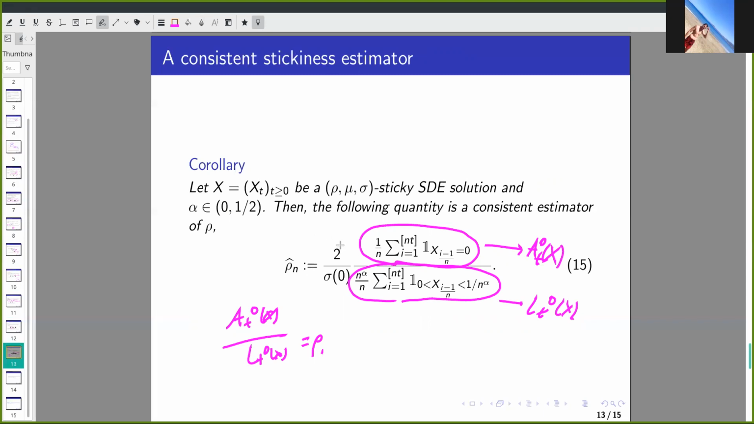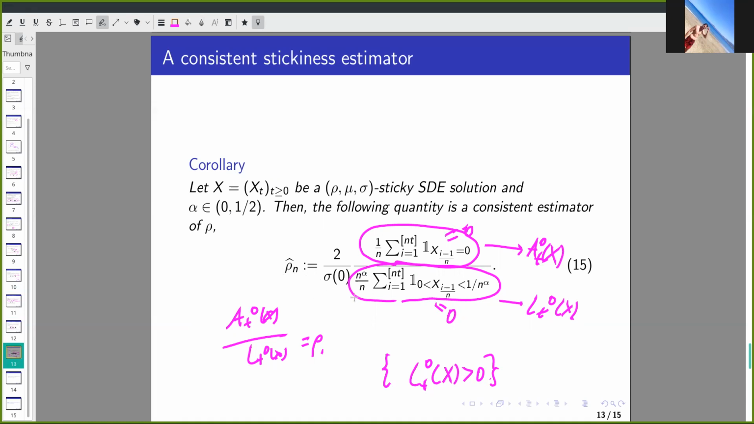But we must be careful, because if a process does not hit 0, then this thing will equal 0, I think. So it's 0 divided by 0, which is not defined. In order for this estimator to make sense and to be consistent, the process must hit 0. One condition we can impose for it to hit 0 is to be on this event right here, which means that the local time is positive. In order for it to be positive, you must have hit 0. On this event, this estimator is consistent.